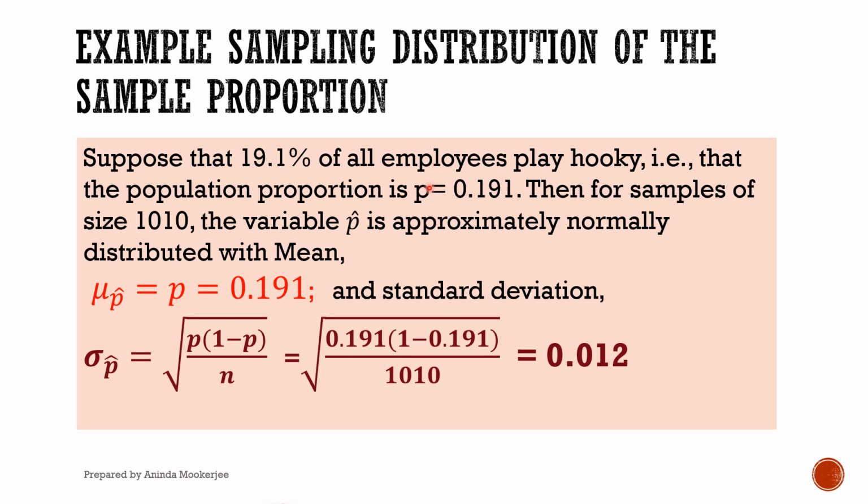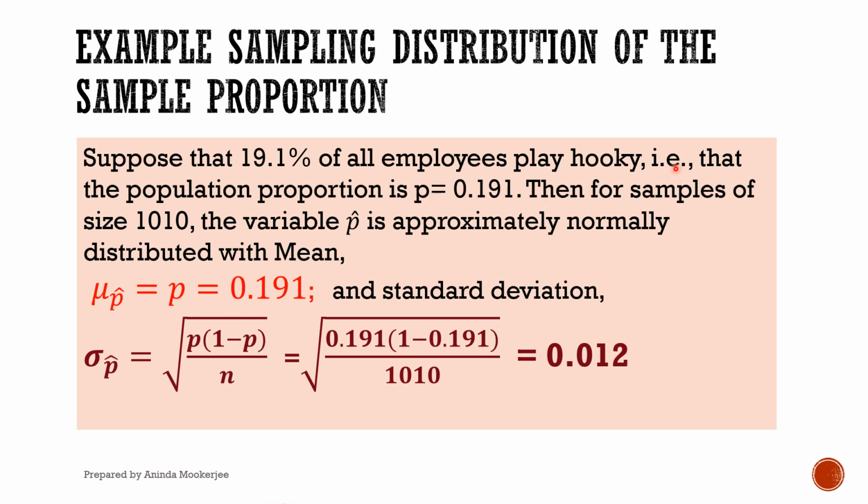All right, so P equals 0.191. Where did they get 0.191 from? From this percentage. They converted it to a decimal. 19.1 divided by 100 gives us 0.191, and that is the population proportion.